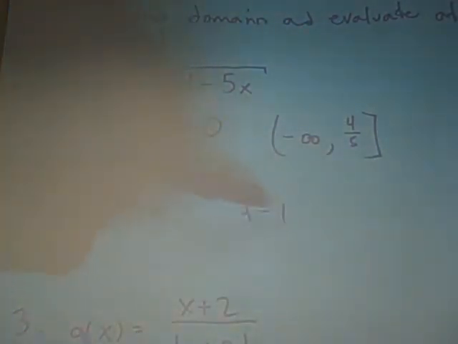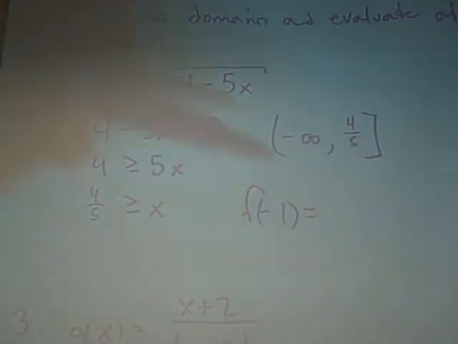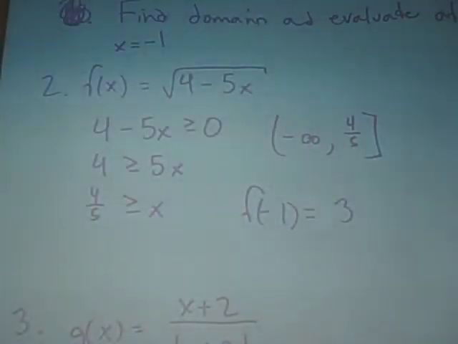f of -1 just means I plug in -1. And 5 times -1 is -5. 4 minus -5 is 9. Square root of 9 is 3.